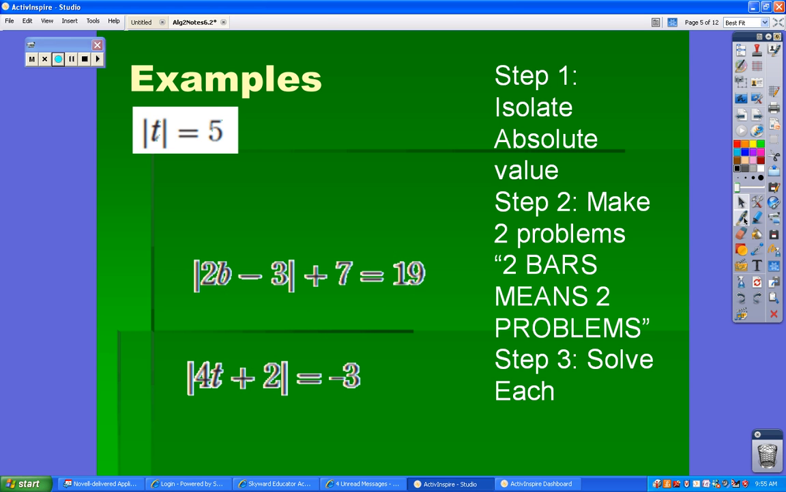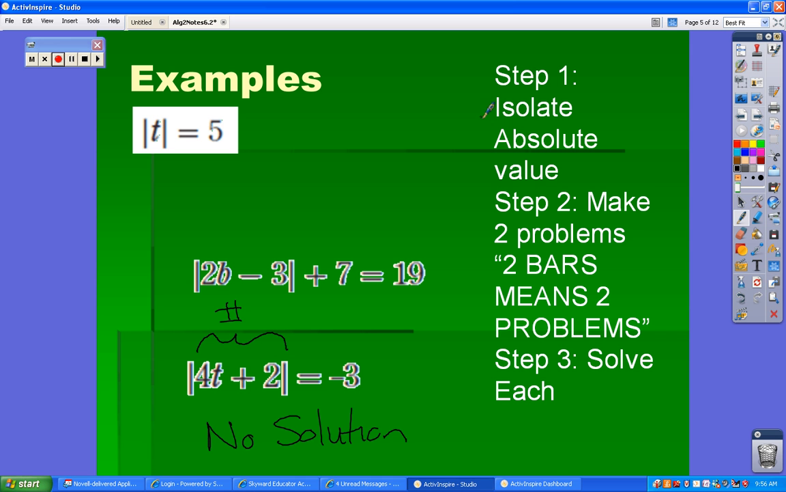This is already isolated, so we're good to go. This is saying the absolute value of some number is negative 3. The distance from 0 of some number is negative 3. This should not make sense to you. Distance from 0, negative 3, there's no such thing. So there is no solution. There is no number that could have a distance of negative 3 because negative distance does not exist.